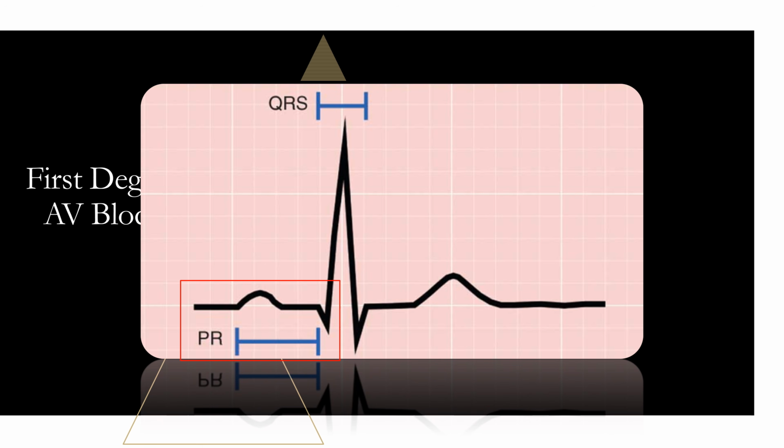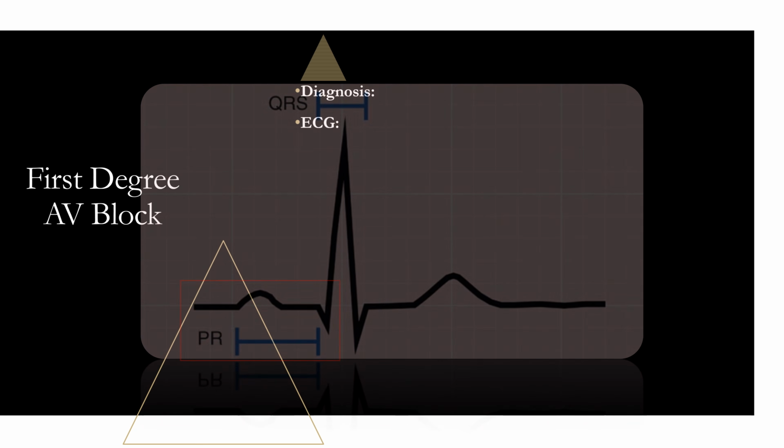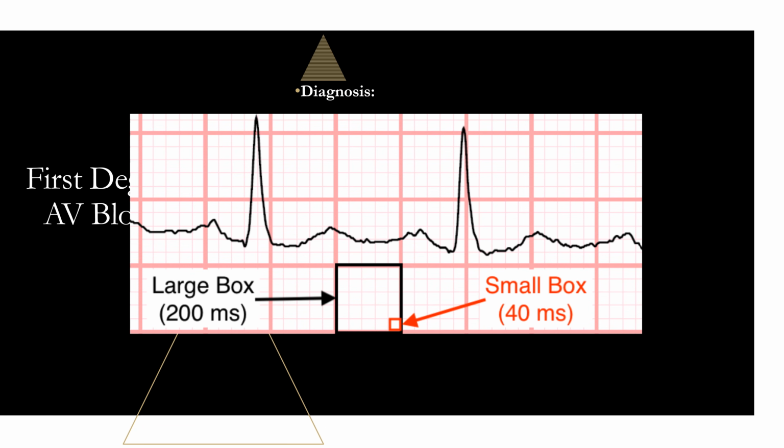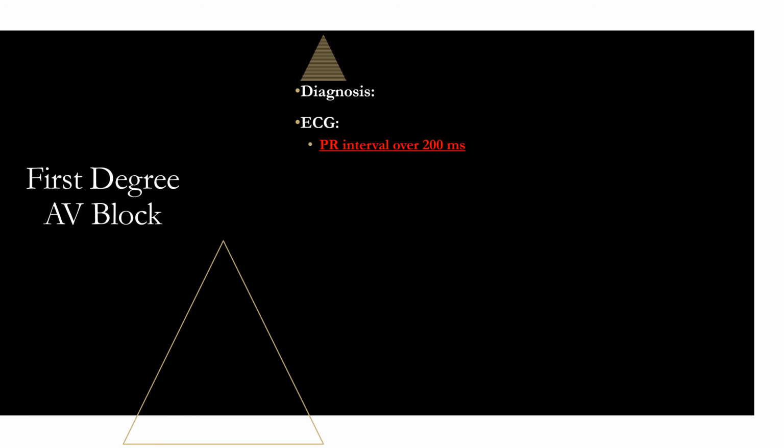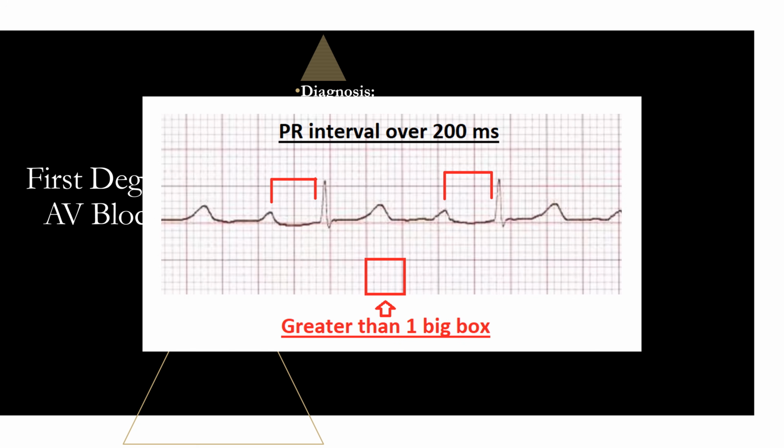And as we know, the normal amount of time for this to take place should be a max of 200 milliseconds, one large box. Well, in a first degree AV block, there's a traffic jam, and while the signal is still getting through to the ventricles, it's taking a lot longer than it's supposed to, and this leads to a prolonged PR interval, specifically a PR interval over 200 milliseconds. That's all you need to know for a first degree block. PR interval over 200 milliseconds, more than one big box.